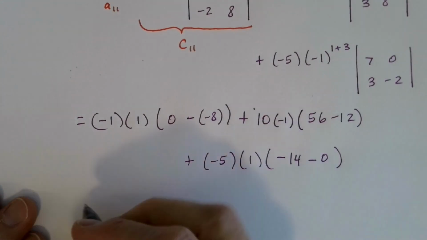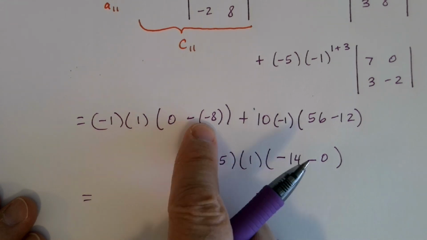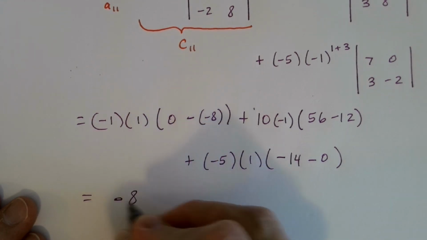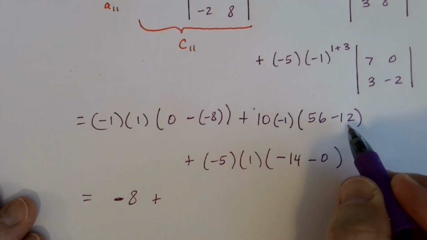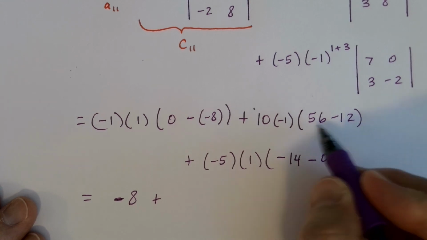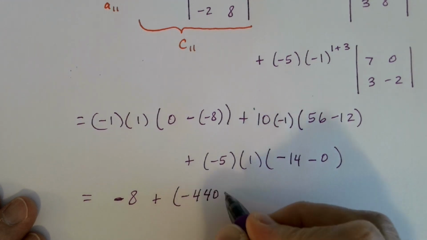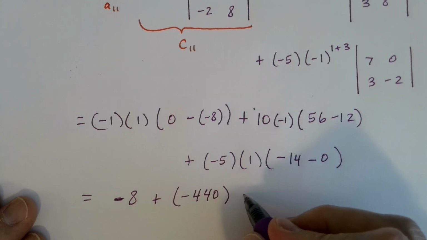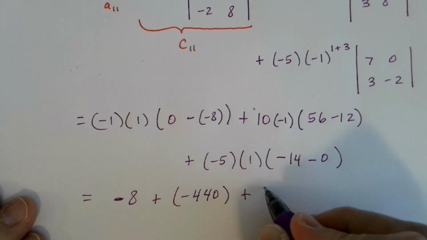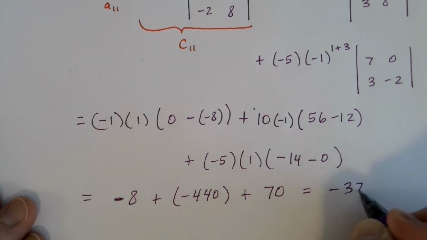Okay. And just what do we get then? Negative 1, 0 times a negative 8 is positive 8. 8 times negative 1 is negative 8. Here I get 56 minus 12. That's 44. Negative 1 times 44. Negative 44 times 10 is negative 440. And then I get negative 14 here times negative 5. Negative times negative is positive, 5 times 14 is 70. And if I add all these up, I get negative 378.